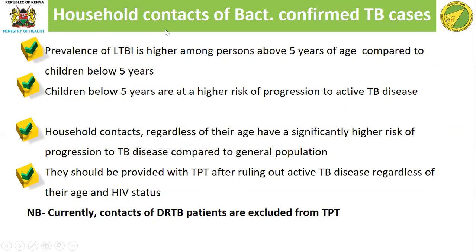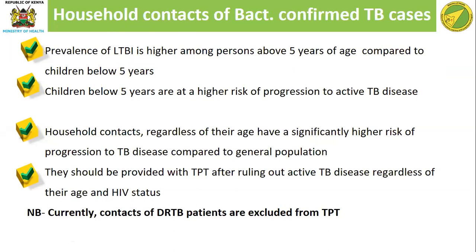Okay, now we move to household contacts. As I mentioned earlier on, we used to offer TB preventive therapy to the under 5s, but it was seen that the prevalence of latent TB is higher among even the ones that are over 5. And why is it so? The over 5s are big children, they're outside there, they're school going. Most of them, if it's in the estate or in the village, will be out there playing with their colleagues. So the exposure is higher as compared to the children below 5 years.